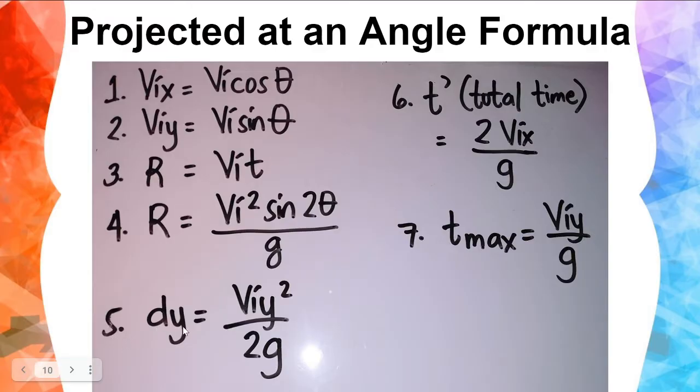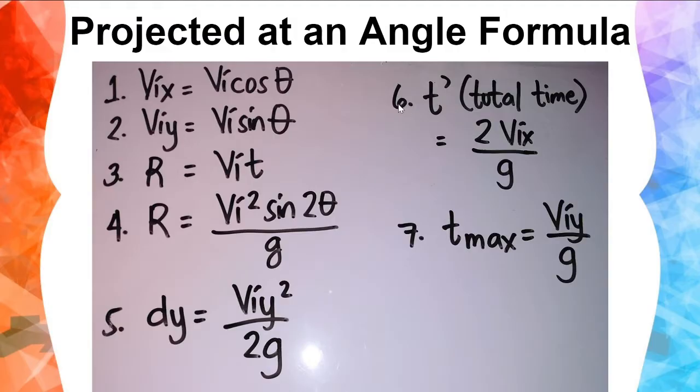Number 5, we have the dy, or the height. For the height, we have VIY squared. Ibig sabihin, ito muna yun, VIY, squared, divided by 2g.